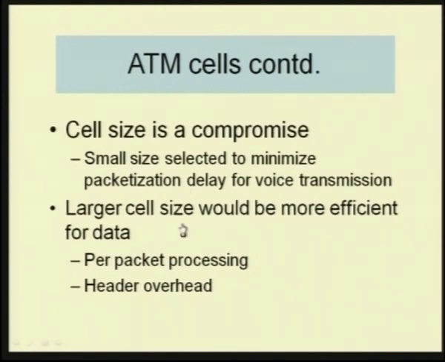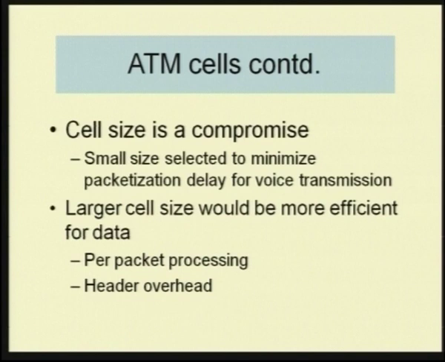Now, a larger cell size would be more efficient for data, because per packet the header overhead would be less. Typically when you have larger cells or larger packets, the overall amount of overhead sent is much lesser. When you use small size packets, remember that for every small packet that is sent, there is an overhead. So, there is definitely some kind of a compromise that we are looking at over here.